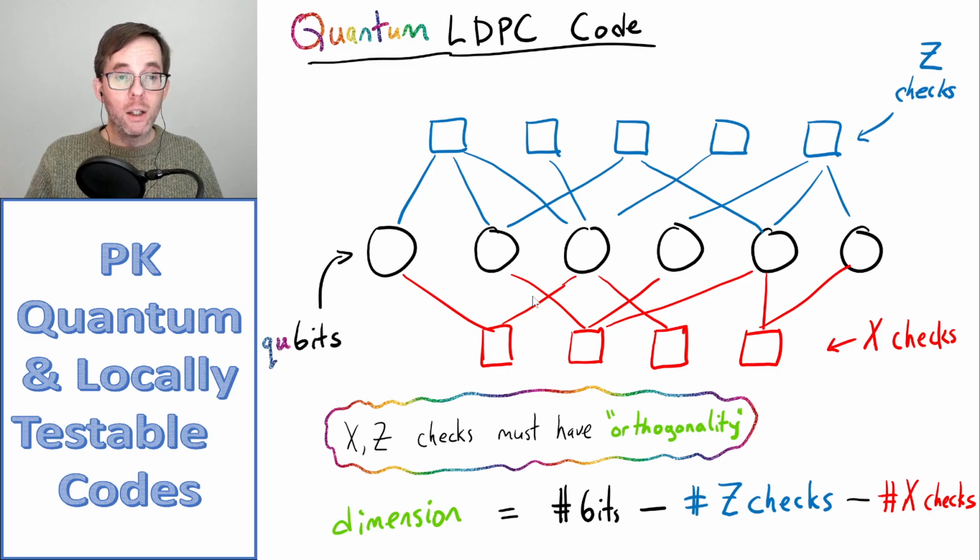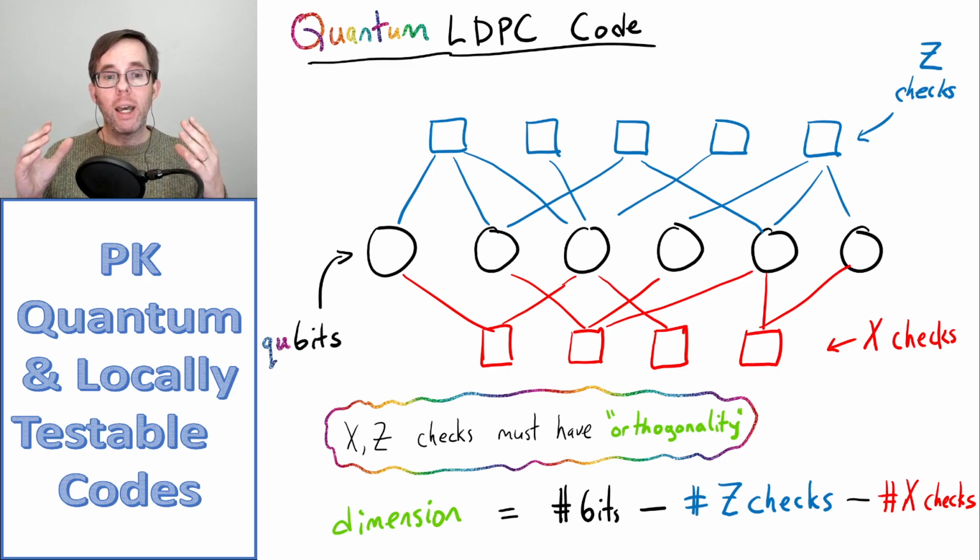So a quantum LDPC code has some bits, again, these are actually the qubits. And then it has two sets of parity checks. These blue ones we'll call the Z checks, and the red ones are called the X checks. This refers to X and Z Pauli operators in quantum land, but we don't need to know what those are for this talk. And these should both be LDPC codes in the sense that both the blue checks and the red checks here should have constant degree.